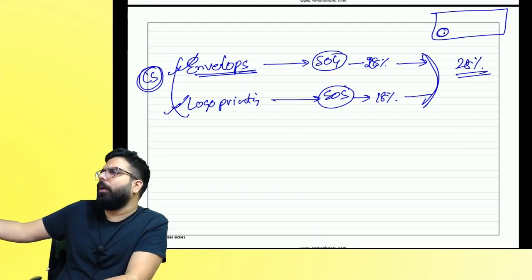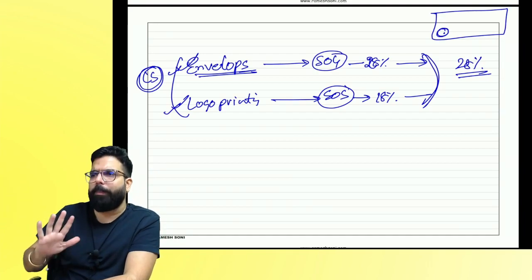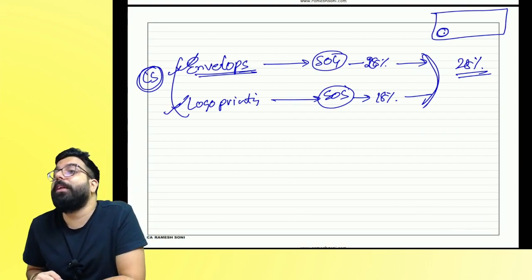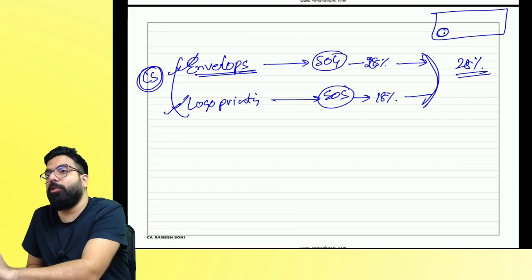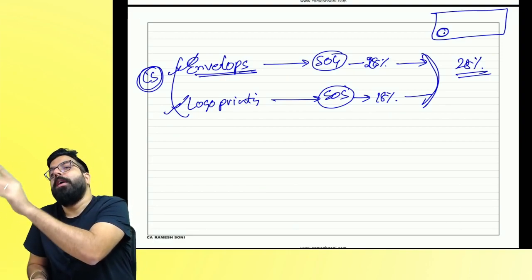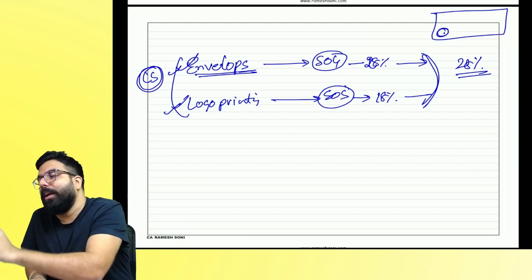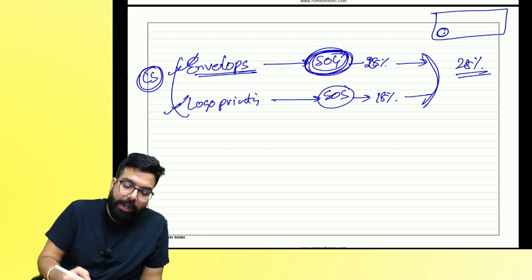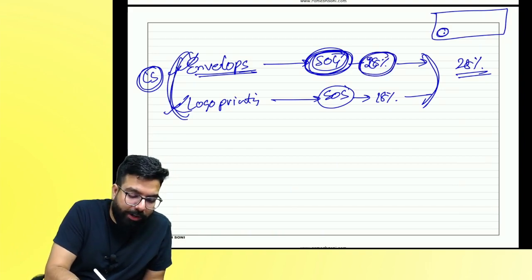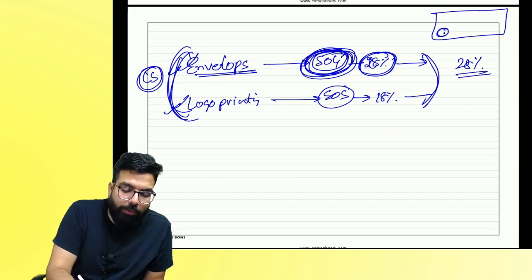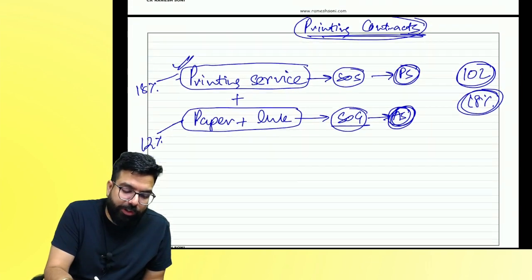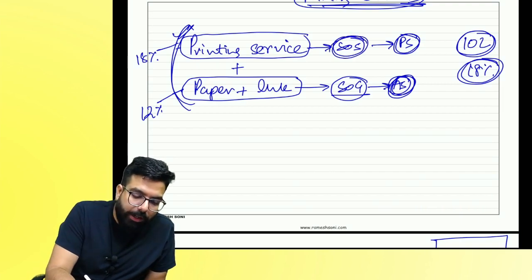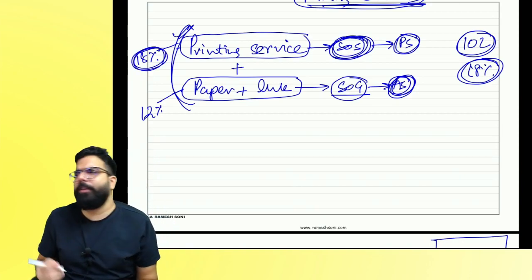Tell me one thing: when Priyanka supplies me the tissue paper, is she supplying me tissue paper or is she supplying me a printing service? Principally, she is giving me a printing service also, but mainly what is she giving me? Printing is ancillary, and hence we'll go ahead and call it a supply of goods. And what rate will apply? 28%. So the whole contract will be called a supply of goods. In this other question, the whole contract will be called a supply of service, and what rate will apply? 18%. Is my point clear to all?